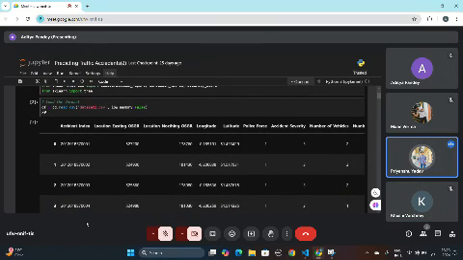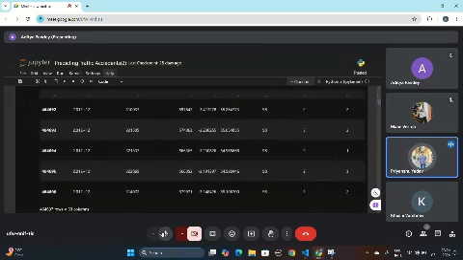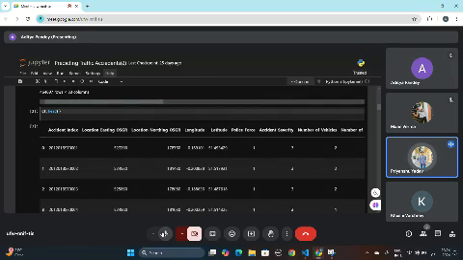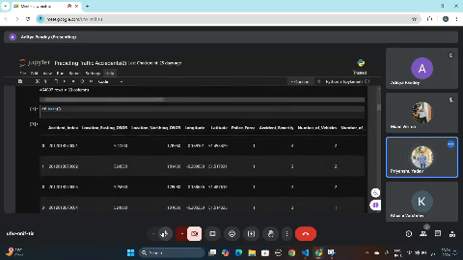Now we have used the df.head function, which is used in the Python pandas library to display the first 5 rows of a data frame. This is helpful for quickly inspecting the data and understanding its structure. After this we have used the df.describe function. By this, pandas provides a statistical summary of the numerical columns in a data frame. It is a useful way to quickly understand the distribution and key statistics of your data.